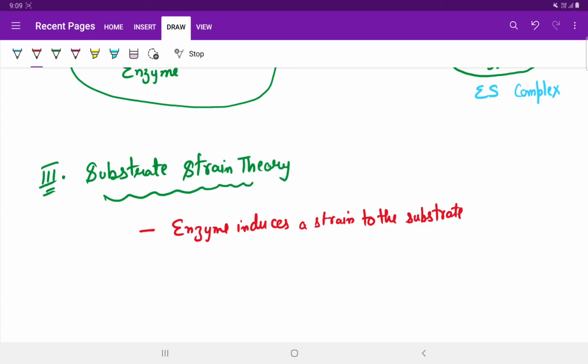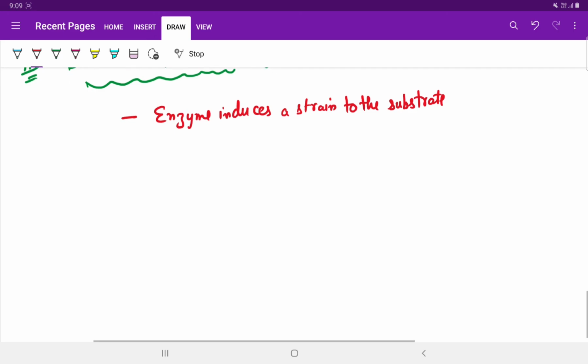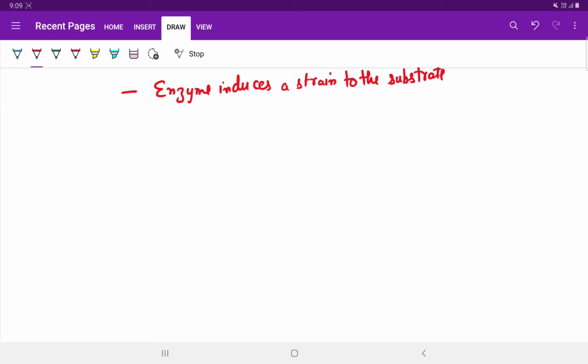In fact, a combination of the induced fit model with the substrate strain theory is considered to be operative in enzyme action. So the substrate is strained due to the induced conformational change in the enzyme, and this is possible only when a substrate binds to the preformed active site. So a particular strain is induced. We can say simply that there is a bending in the structure of the substrate. So in order to understand this, let us see how this works.